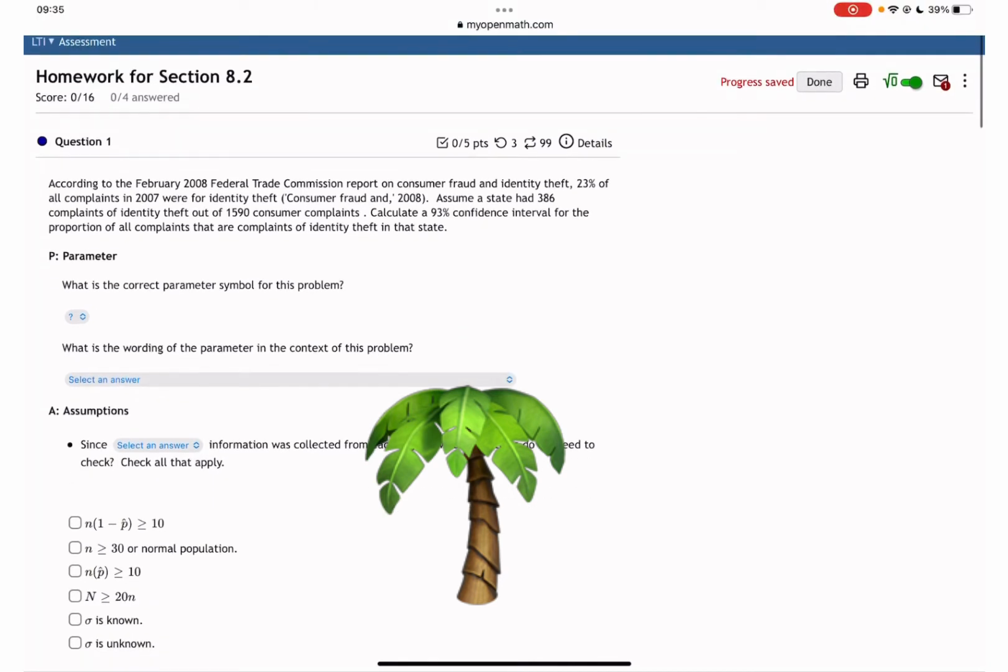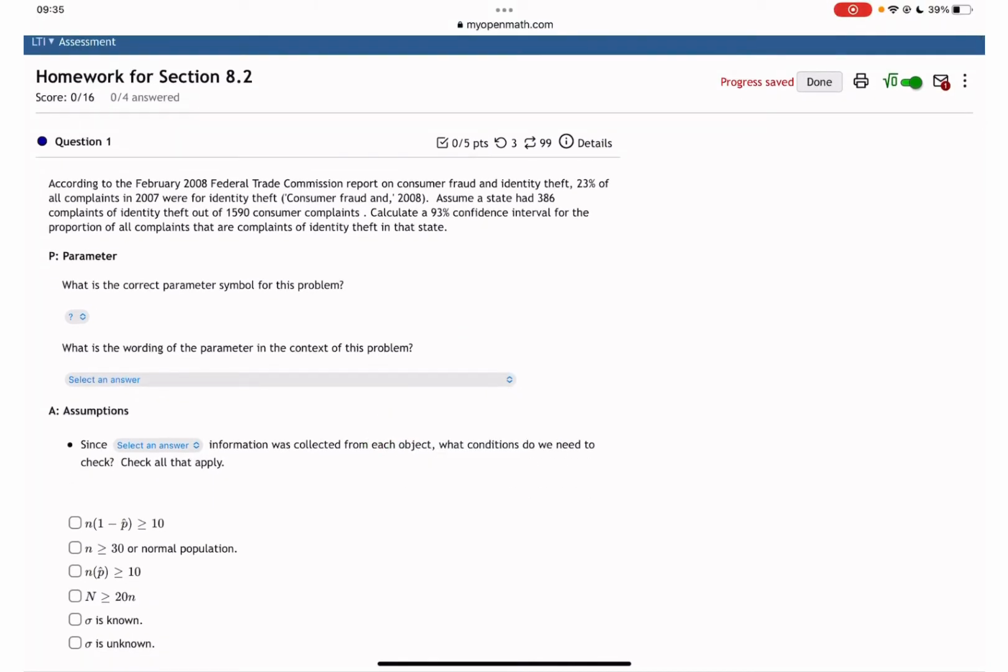Homework for section 8.2. Question number 1. According to the February 2008 Federal Trade Commission report on consumer fraud and identity theft, 23% of all complaints in 2007 were for identity theft. Okay, let me write down 23%.